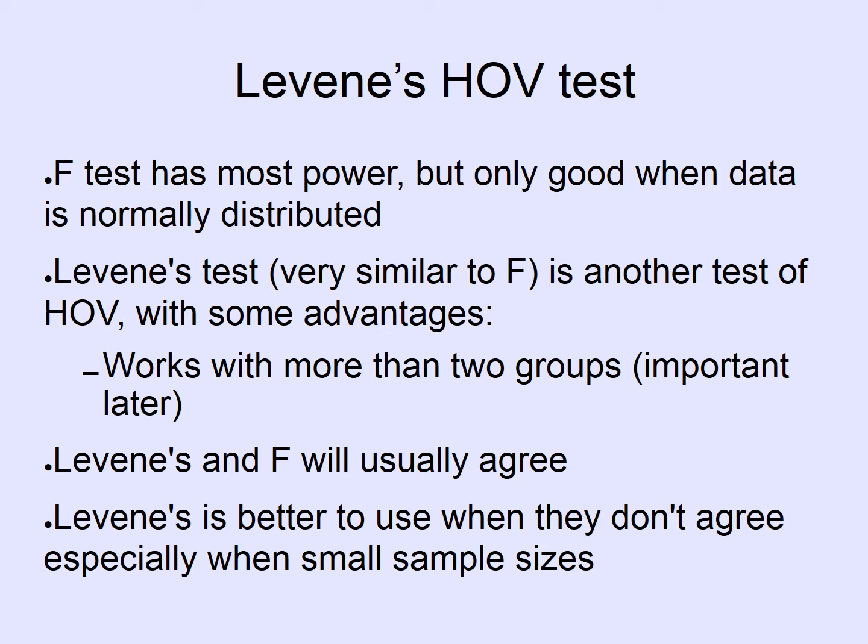It can work with more than 2 groups, where this F-test only works with 2 groups, like a control and treatment. So we can use Levene's when we start going into the ANOVAs. And they usually agree, but if you have really small sample sizes and you're not sure about normality, use Levene's.